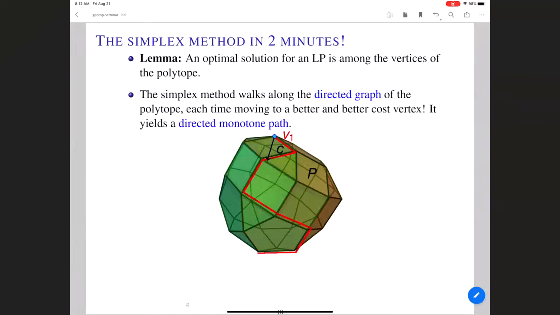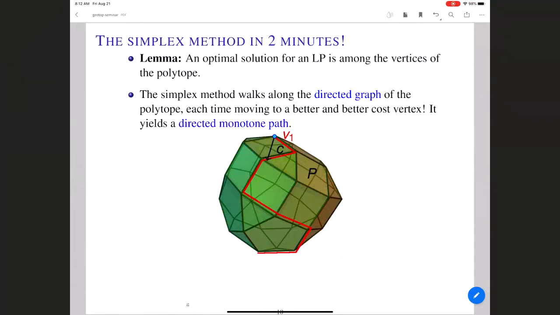So first of all, if there is an optimal solution, it has to be at one of the vertices of the polytope. That's the first observation. So you can start then at a vertex, like I'm showing in this picture here. And if that is not an optimal solution already, there has to be a neighbor, there has to be an edge that improves the objective function value.